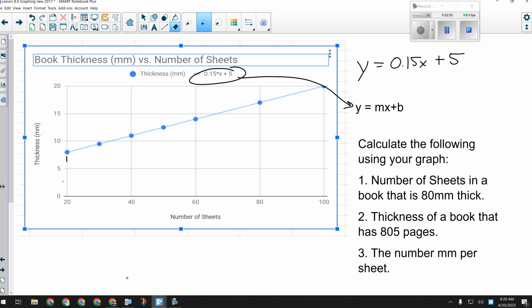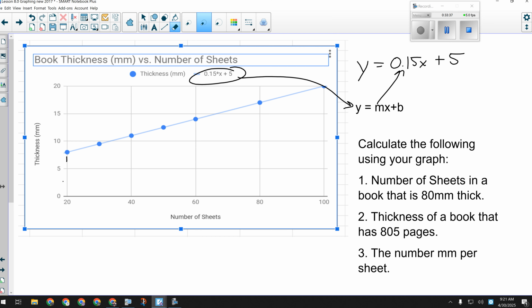This number here is m. m is the slope of the line. It tells us how much y goes up as a function of x. In this case, that would be how many millimeters per sheet. The slope tells me in this case the thickness of one page. Every page I add makes the book 0.15 millimeters thicker. That's what that slope tells me.